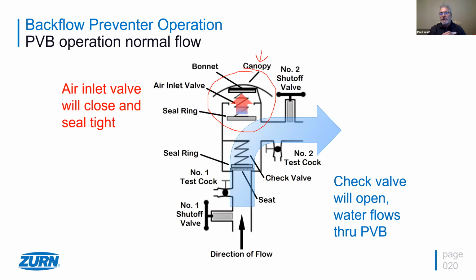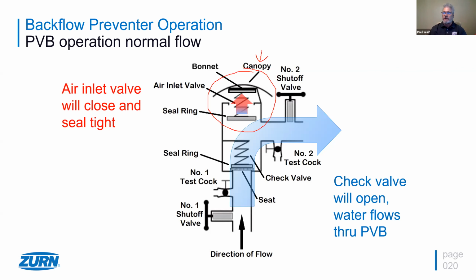Remember, RPs can do back siphonage, back pressure, high hazard, low hazard. Pressure vacuum breaker: back siphonage only, no back pressure, high hazard, low hazard. So that's where we're kind of looking at this valve from. Why can you not do back pressure?